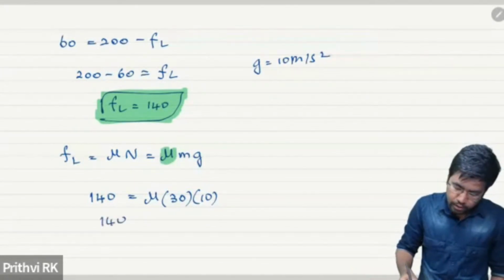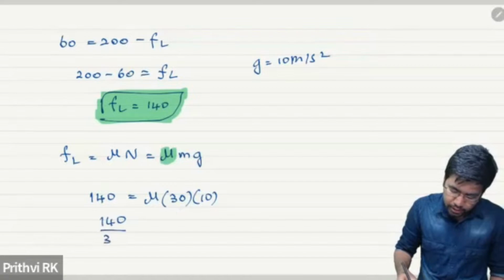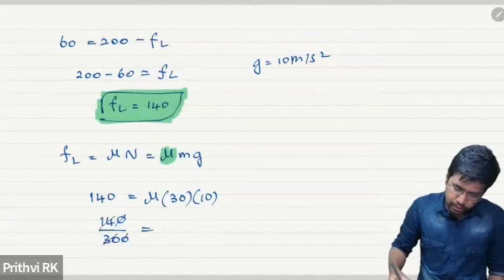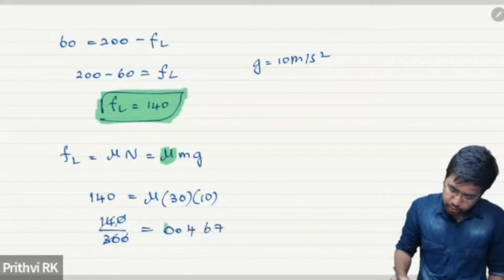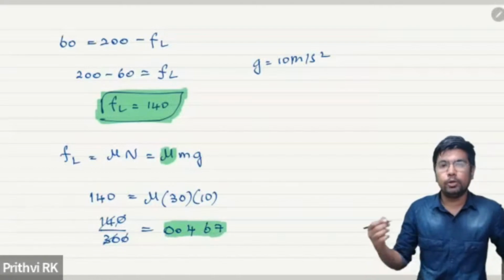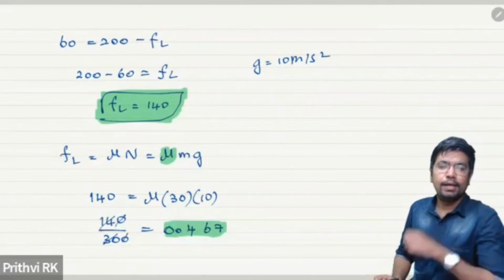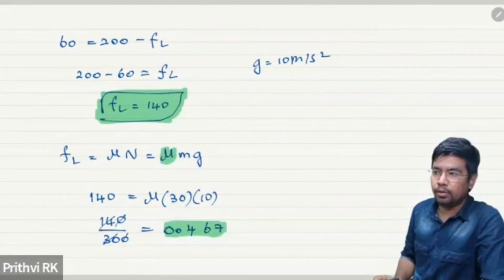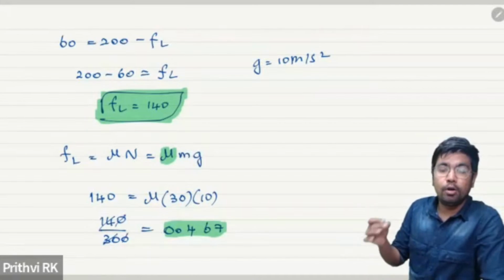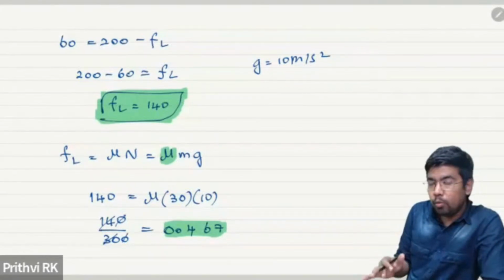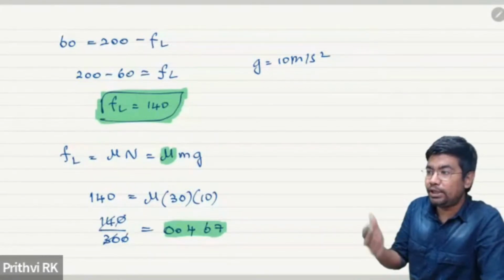So 140 divided by 300. It is 14 divided by 30. If you divide 14 by 30, you will get 0.467. One thing I want you to do now is to solve it yourself and check it: 140 divided by 300. When you solve it, you get 0.467, the value of mu. Now I will see which option matches.